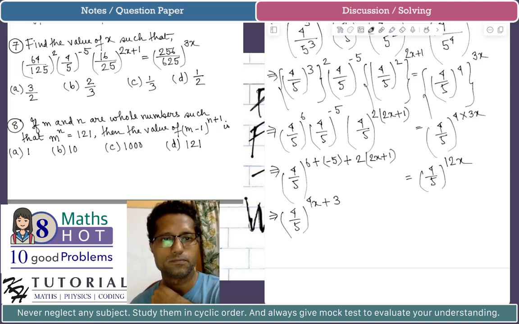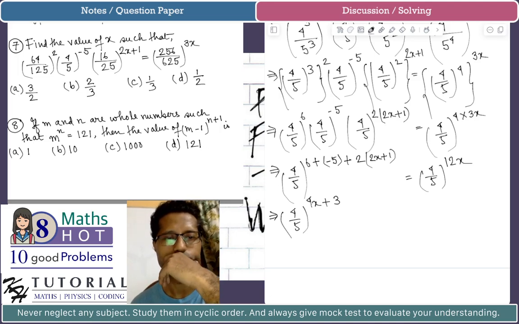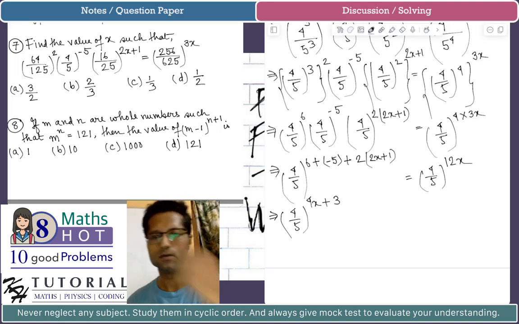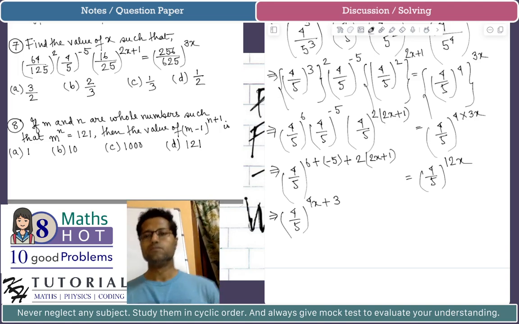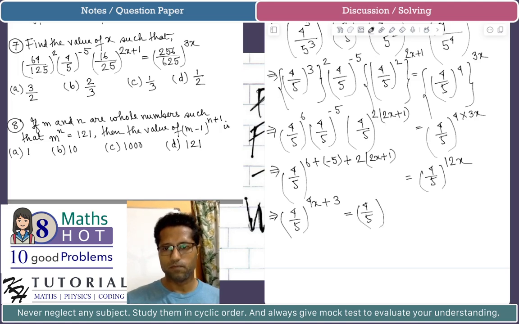By 8. Find the value of x such that (4/5)^6, 4 by 5, 6 plus 1, 4x plus 2, 4x plus 2 and the 1, 4x plus 3. So I am getting (4/5) whole raised to the power 12x.